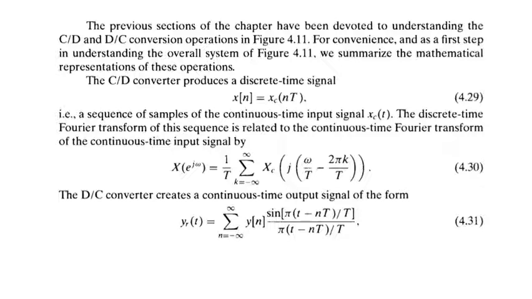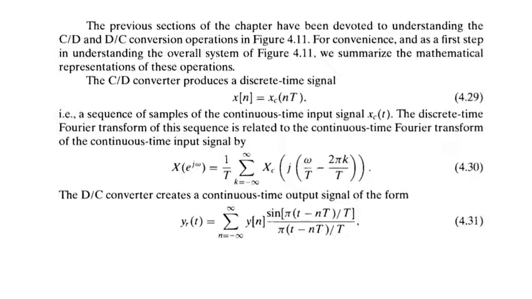So this is C to D, and when we come to the D to C portion, we know that the D to C converter creates a continuous time output signal. In time domain, whenever we have to create a continuous time signal, we multiply our discrete signal with the sinc function. You can see the summation over n from minus infinity to infinity of y of n, the discrete signal, times sin(π(t − nT)/T) divided by π(t − nT)/T, which is the sinc function. That is the impulse response of the reconstruction filter, which is a low pass filter.